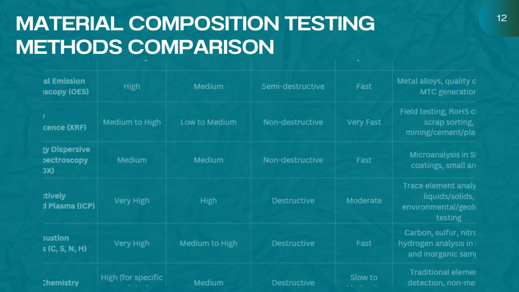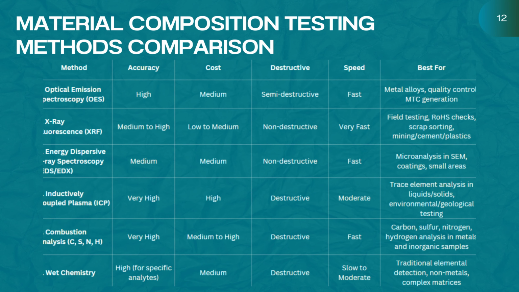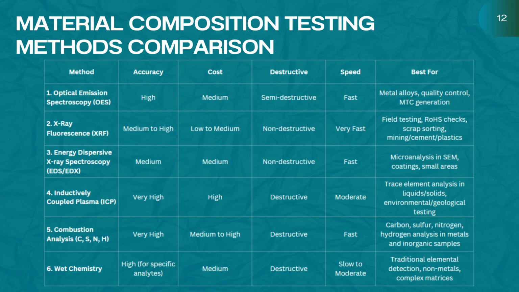Let's quickly compare the key testing methods for material composition. Each method here differs in terms of accuracy, cost, speed, and whether it's destructive or not, which helps us decide which one to use depending on the application. OES offers high accuracy, used mainly for metal alloys and quality control. XRF, non-destructive and very fast, ideal for field use like row checks and scrap sorting.